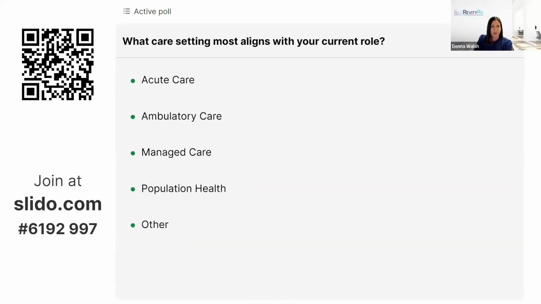Okay, this brings up our first polling question. What care setting most aligns with your current role? We're trying to gauge the audience that we have today and get a better sense of if you're working more in the ambulatory setting, the acute care setting, managed care, population health, or maybe none of these settings really resonate and it would be other. I'll give it a few seconds to see how many participants we get up there before moving along.